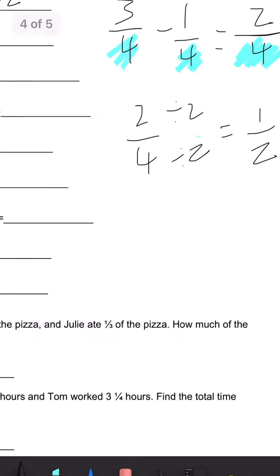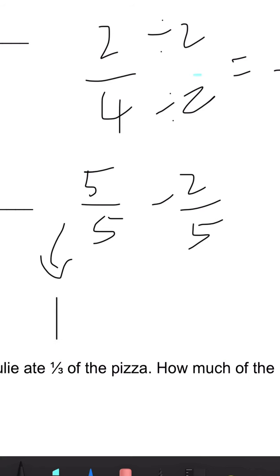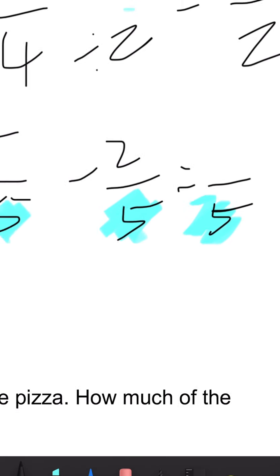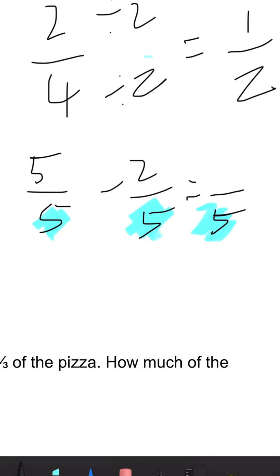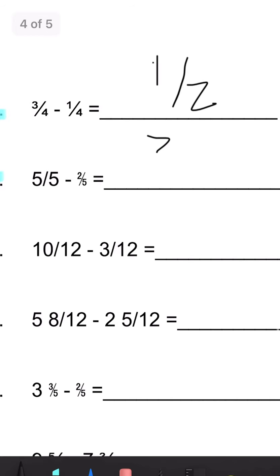Number 13, 5/5 minus 2/5. Now you might be tempted to turn this into one whole, but do not do that because it's going to be harder to subtract like this. So if you have a common denominator, just go along with that and carry it over. So we're going to do 5 in the denominator. 5 minus 2 is 3, and 3/5 cannot be simplified. So we're going to put 3/5.